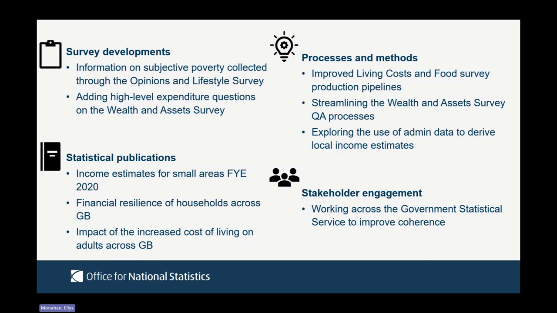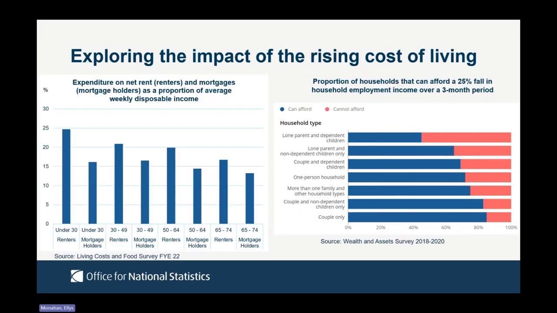We continue to work with the Government Statistical Service, particularly with the Department for Work and Pensions, to ensure that our outputs, when combined from both departments, provide users with the information that they need on family finances. And then finally, as well as our regular publications, such as our local level income estimates that we released earlier in the year, we've also worked on a number of cross-cutting statistical outputs, aimed particularly at providing insight into the impact of the rising cost of living for UK households. I'm going to talk very briefly about two examples of this analysis.